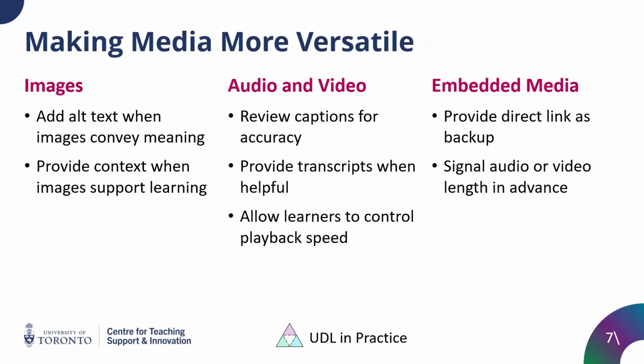Now, media often creates additional access challenges, so it can be helpful to think intentionally about how learners encounter images, audio, and video. So first, for images, consider whether the image is carrying important meaning for learning. If it is, adding alternative text or providing contextual explanation can help ensure learners still understand the image, even if it does not load properly or is being accessed through assistive technology. For audio and video, captions are often a useful starting point, but auto-generated captions are not always accurate. So reviewing captions and providing transcripts, when helpful, can create more flexible ways for learners to engage with the media.